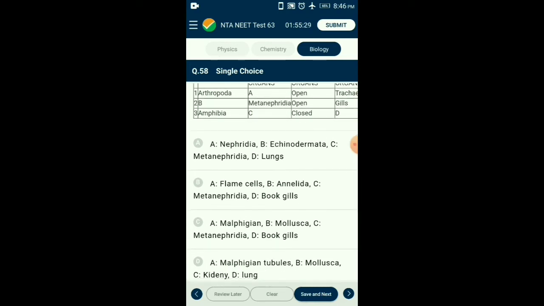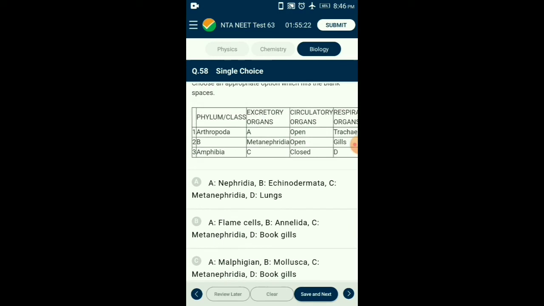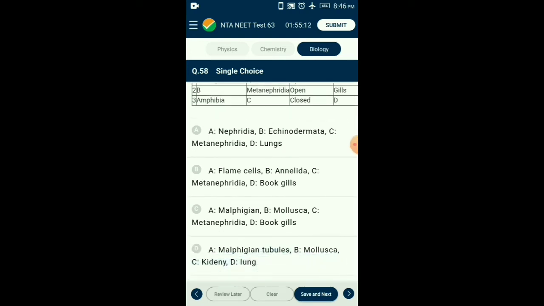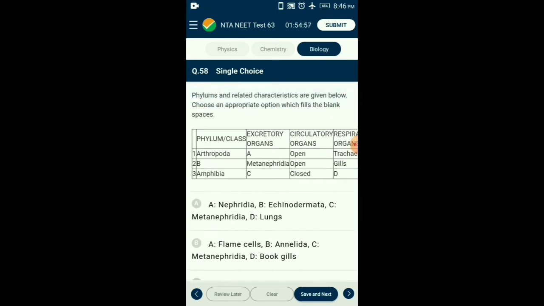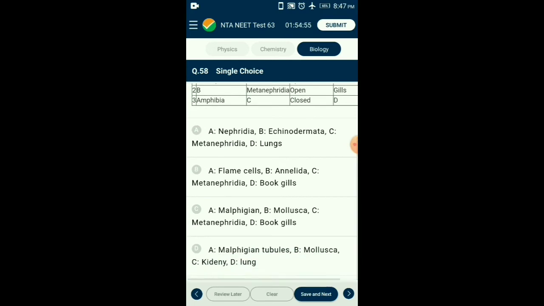Mollusks also have a well-developed excretory system using tubular nephridia, organized as kidneys. They respire with the help of gills, which are also called ctenidia. Amphibia possess two kidneys located dorsally in the body cavity, which help in excretion of waste. They have tails and gills for respiration in the larval stage, while lungs in the adult stage. So the answer for this question is option D.